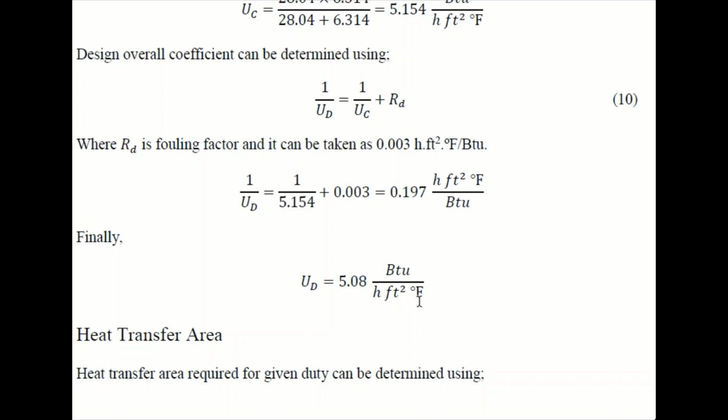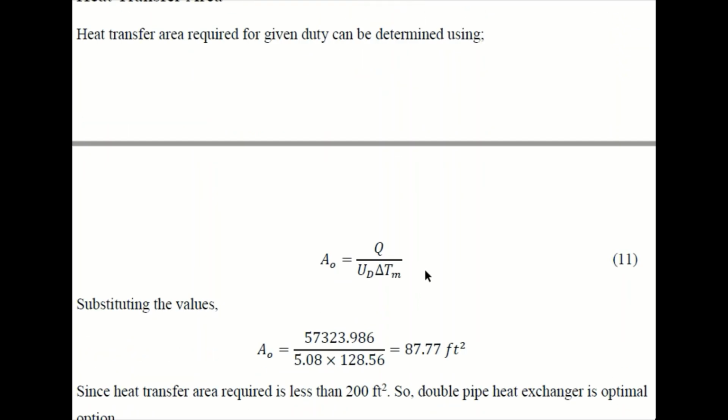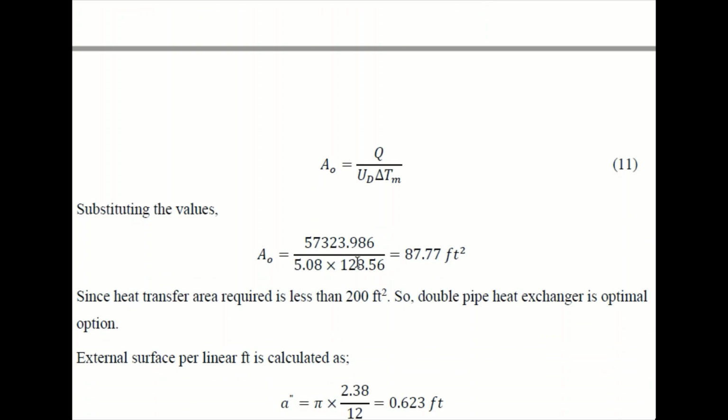So now we need to determine the heat transfer area, which is determined using the design equation, that is Q is equal to UA delta T. So rearranging, we get this equation. We have all of these parameters: heat duty, design coefficient, and log mean temperature difference. So substituting these values, we obtain the heat transfer area as 87.77 feet square.